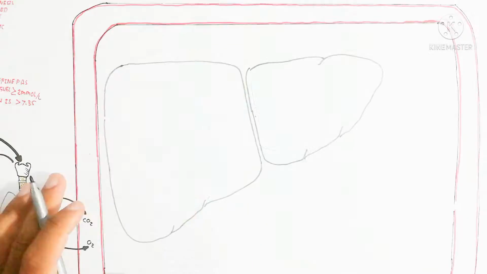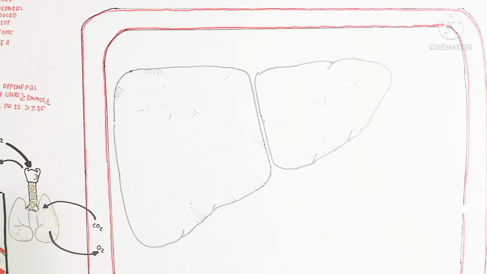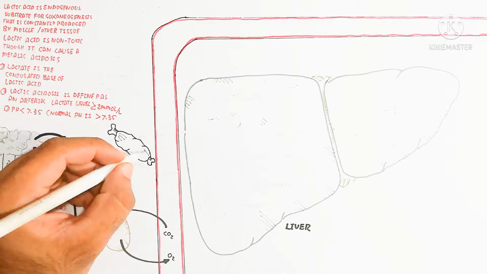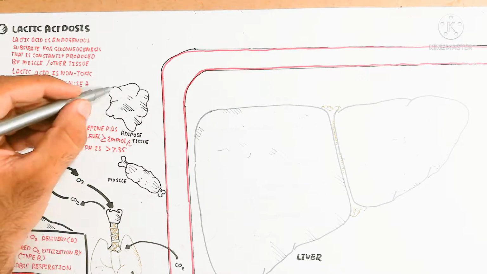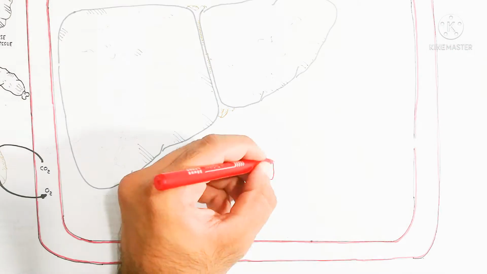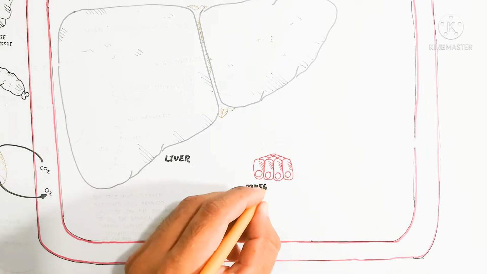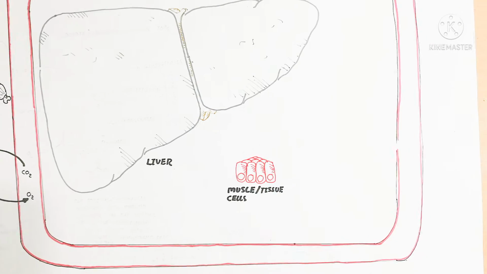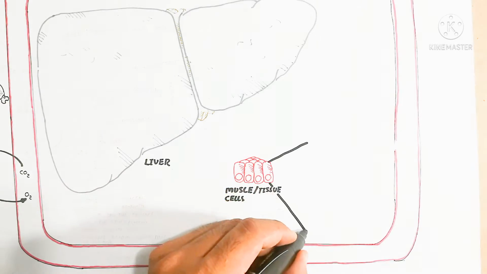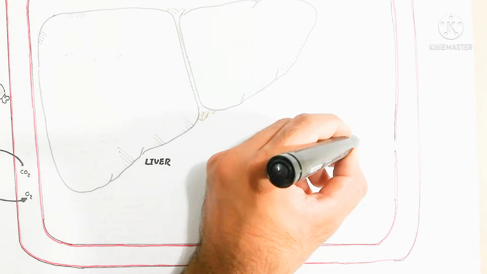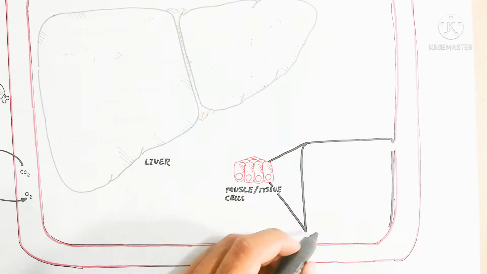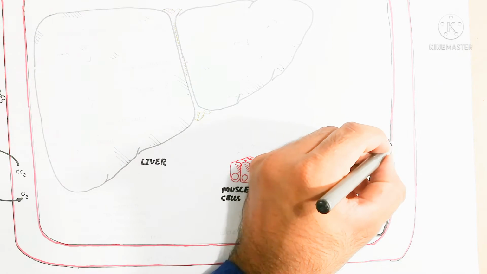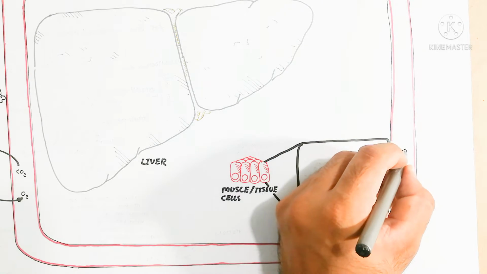So let's begin to understand the metabolic pathway in the liver. Here is the liver, and we will also understand the muscle, which produces the lactic acid, and on the other hand the adipose tissue and its relation, and we will also understand the renal system. So this is a simple video, an overview for understanding lactic acidosis. So let's begin.